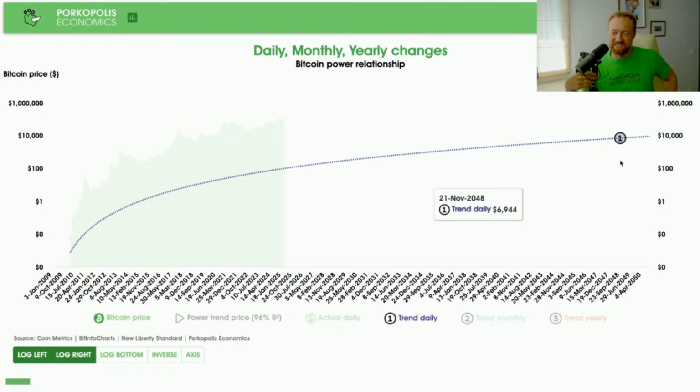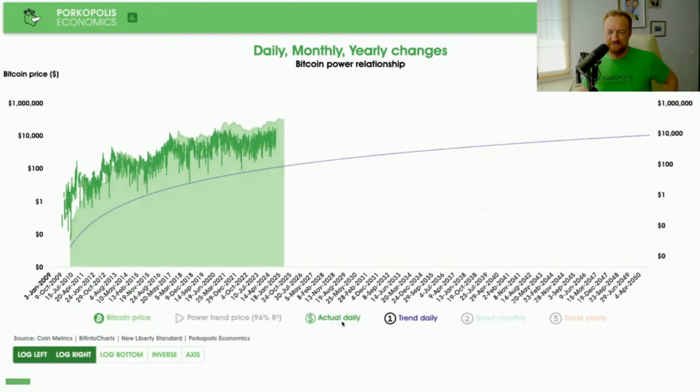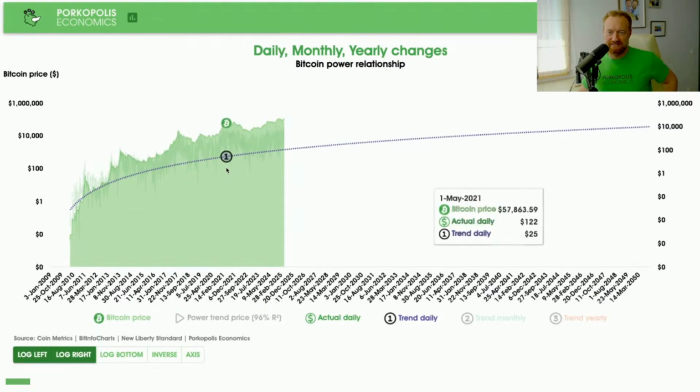But this was 45, 47 years that Bitcoin was performing at that level, ahead of time back in 2021. Very interesting. All right, so we put these back again.